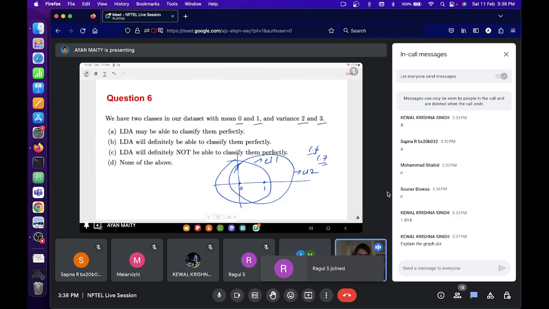Keval has written, explain the graph. So this is what I am explaining, that we are given the means and variances. Mean is 0 for the first class and mean is 1 for the second class. The variance is 2, so it would look something like this, isn't it? This first circle that I have drawn. Is there any doubt that this can be the pictorial description of class 1?